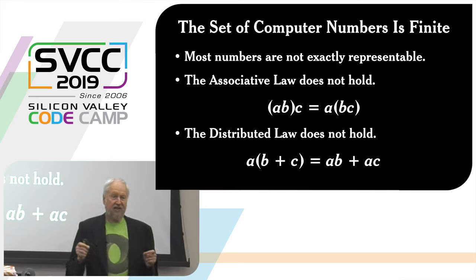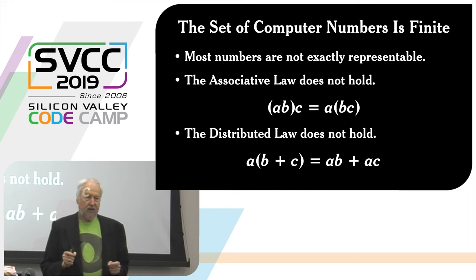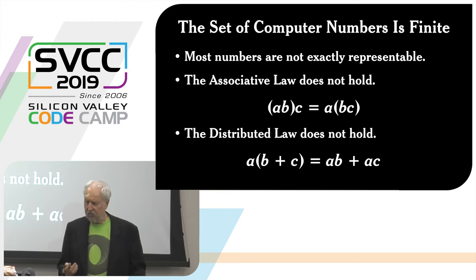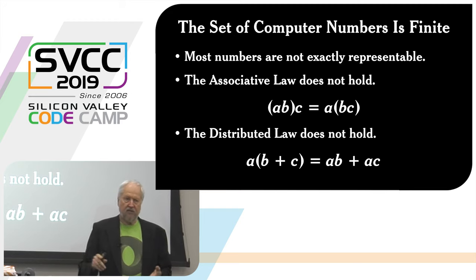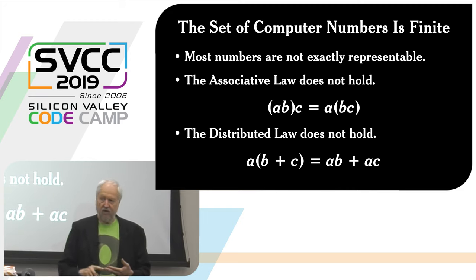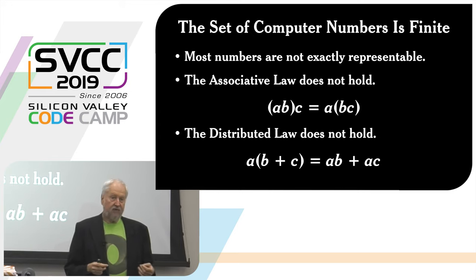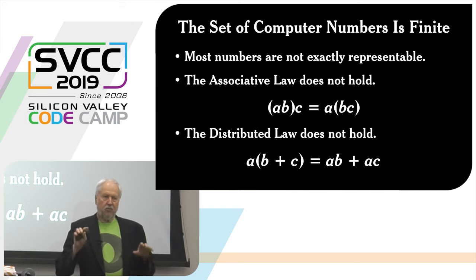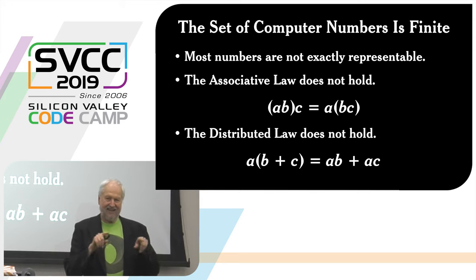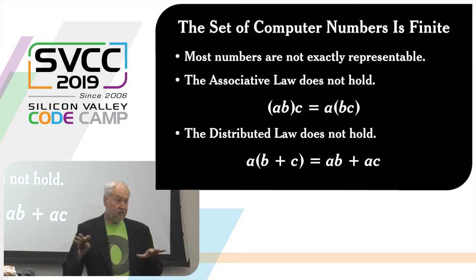It turns out that most numbers cannot be exactly represented. And as a consequence, some of the fundamental laws of mathematics, including the associative law and the distributive law, don't hold. The laws only hold if A, B, and C, and the results, and all the intermediate products and sums are all exactly representable. If any of those numbers are not exactly representable, then the laws do not hold, and our reasoning about them is wrong. For example, you can add three numbers together in one order, and add those same numbers together in another order, and get different sums. That the order in which you evaluate changes the result is mathematically absurd, but that's how computers can work.